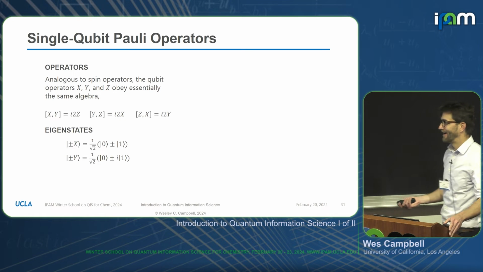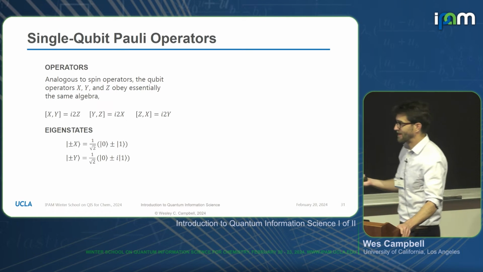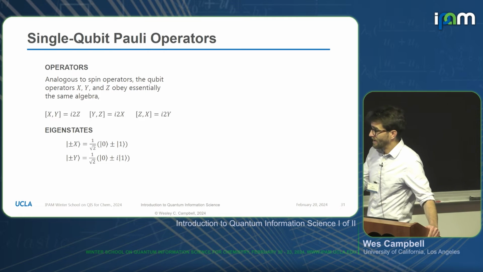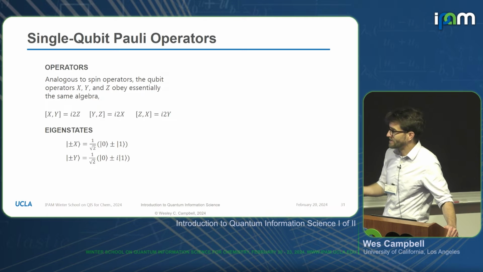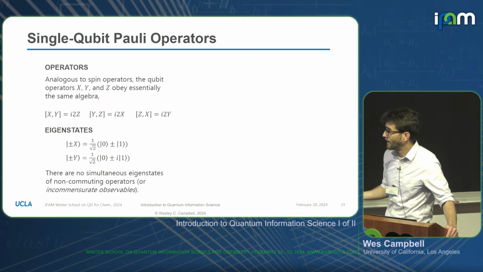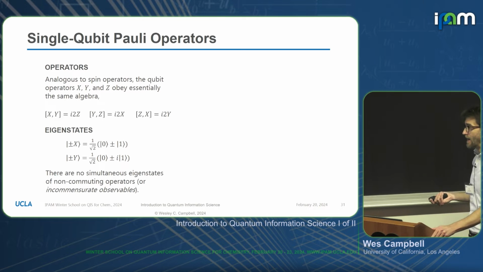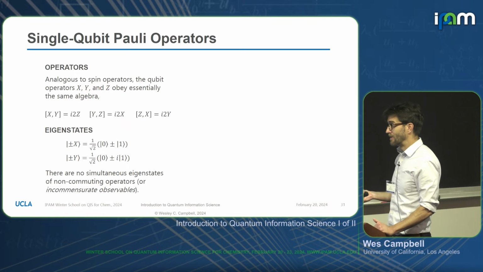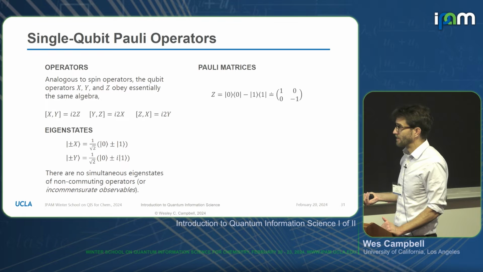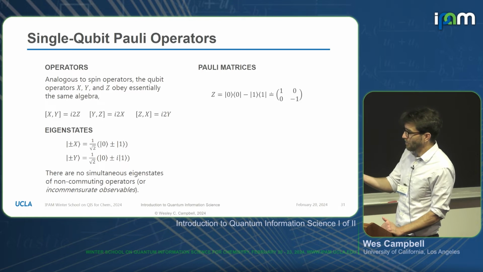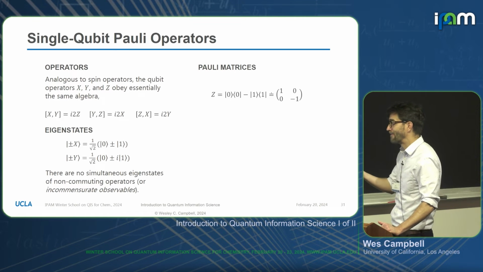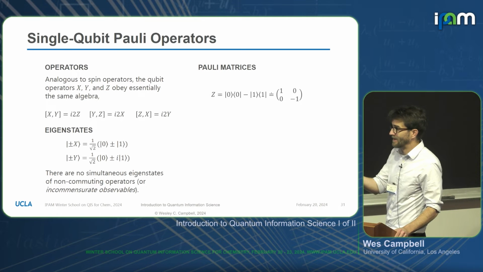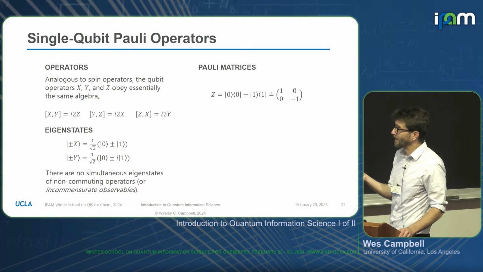Cool, all right. And we met some of our eigenstates already. Plus and minus x are just 0 plus and minus 1. Plus and minus y eigenstates, what points along the y direction of the Bloch sphere? Well, it's 0 plus or minus I times 1. Okay. We can't have simultaneous eigenstates of non-commuting operators. Those would be incommensurate observables. And so we can't have a simultaneous eigenstate of x and y, right? Or x and z. If you have an eigenstate of one of these Pauli operators, it is not an eigenstate of any of the other ones, okay?